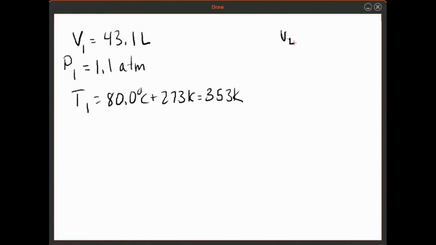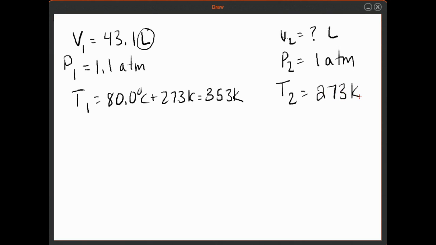So volume 2 is what we're looking for, and we know it's going to be in liters. Pressure 2 is STP. The pressure at STP is 1 atmosphere, and the temperature at STP is 273 Kelvin. So don't forget that STP, standard temperature and pressure, is 1 atmosphere and 273 Kelvin.